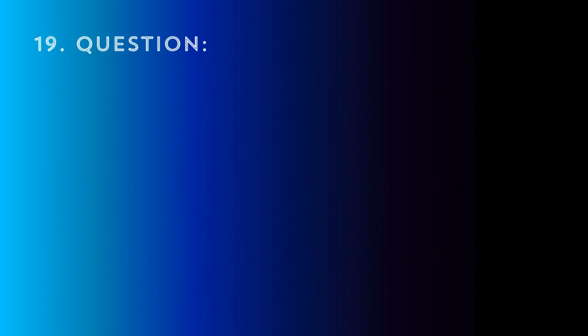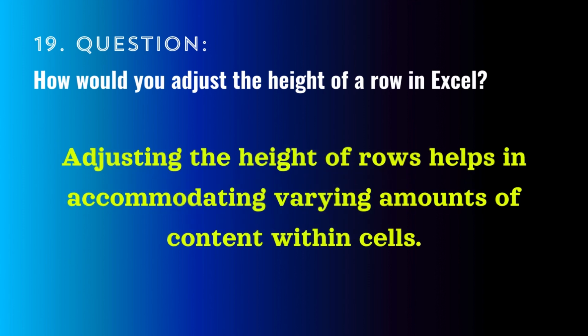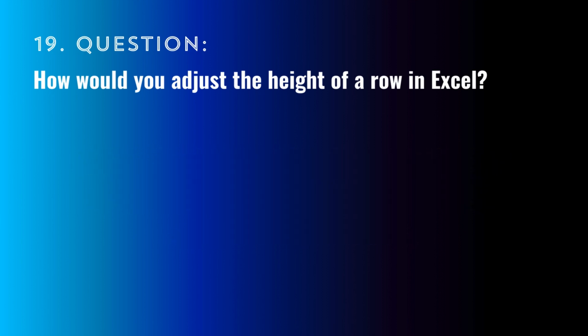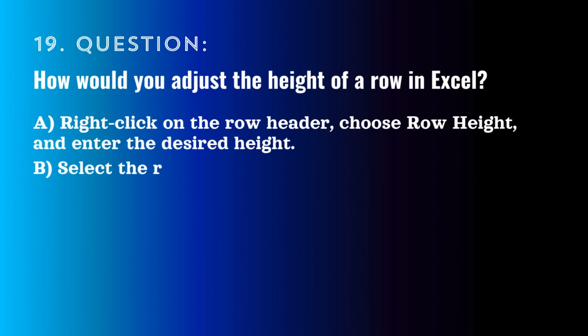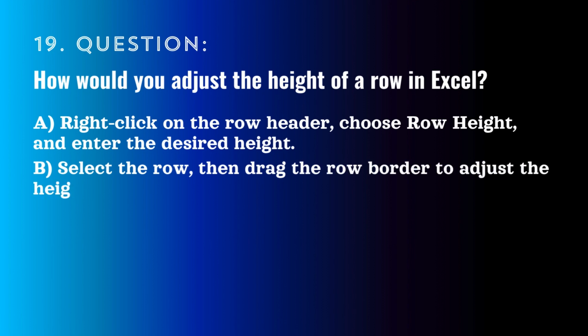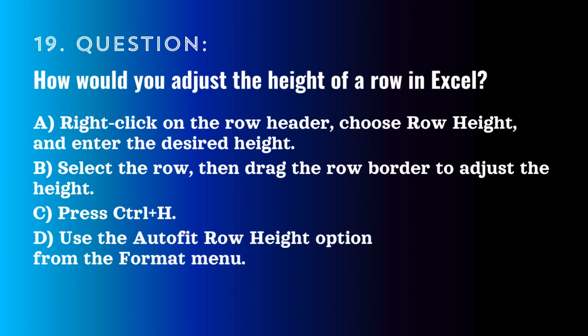Question number 19. How do you adjust the height of a row in Excel? Adjusting the height of rows helps in accommodating varying amounts of content within cells. So, choose the correct option. Option A. Right-click on the row header, choose row height, and enter the desired height. Option B. Select the row, then drag the row border to adjust the height. Option C. Press Ctrl plus H. And Option D. Use the Auto Fit Row Height option from the Format menu.